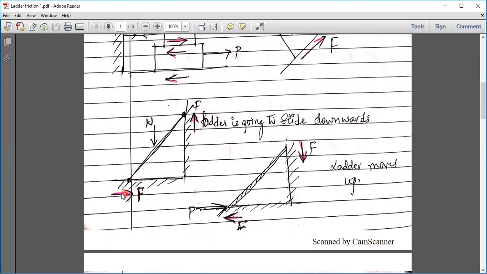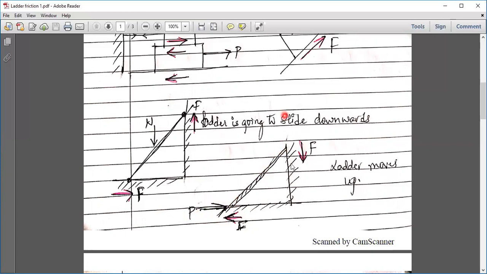So the friction developed will be towards the right. Okay, this is one condition where the ladder is slipping down. The other condition in case of a ladder is, because it should not slip, I will apply a force P in this direction. So what happens when I apply a force P in this direction?